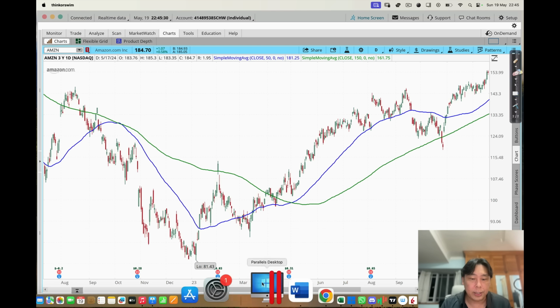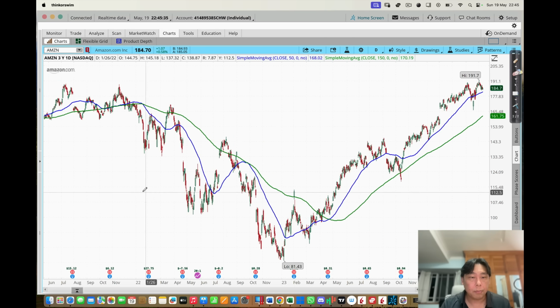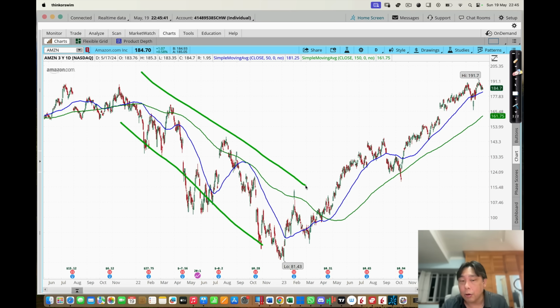So for example, in this case, let's take a look at this case. So in this case, you can see that over here, this is clearly a downtrend, right? Why is it a downtrend? Because the 50 is below the 150. So I like to use this analogy.